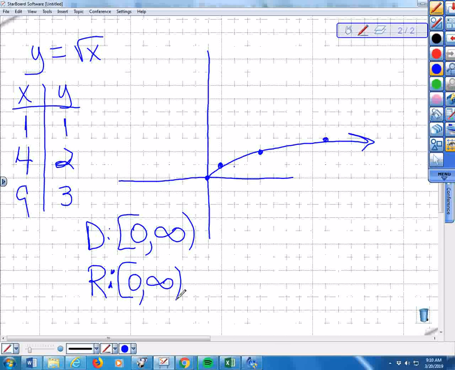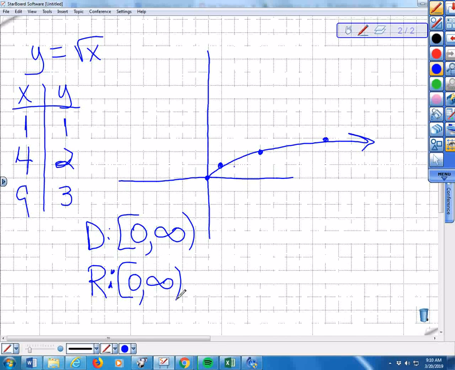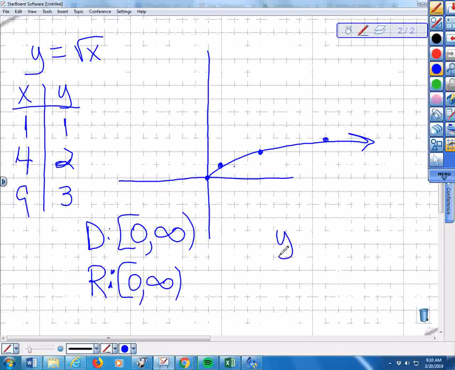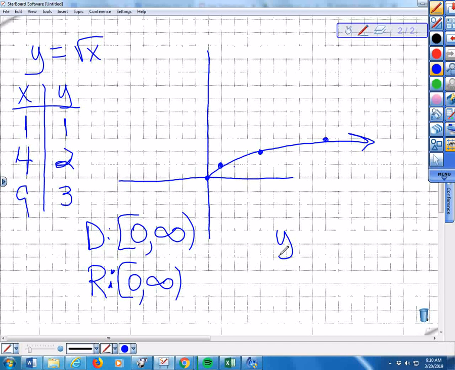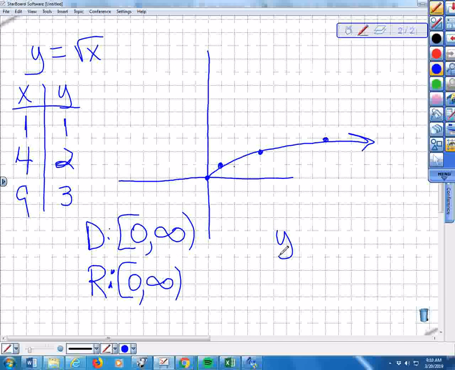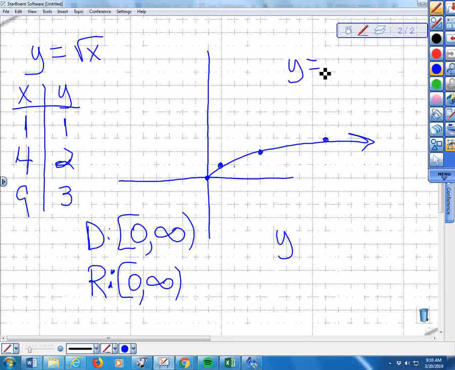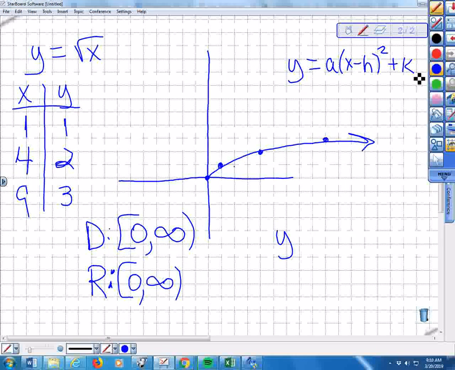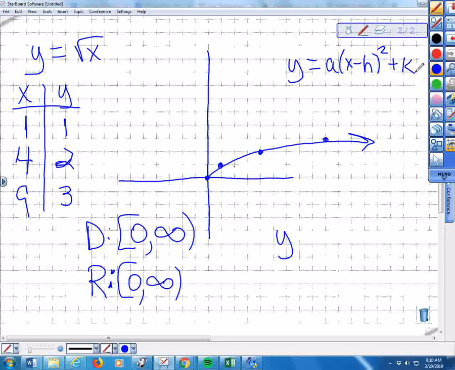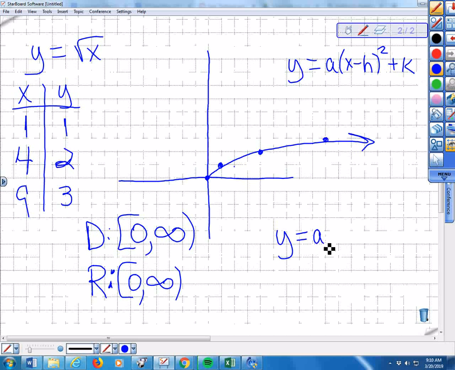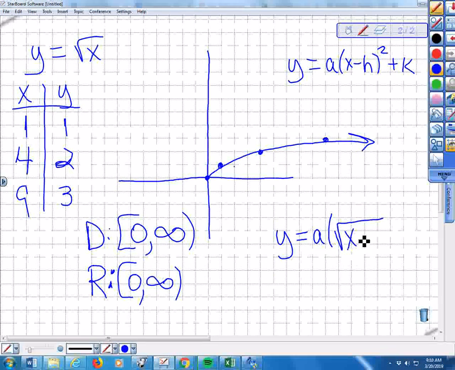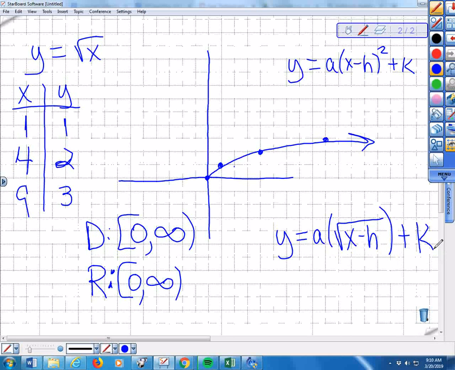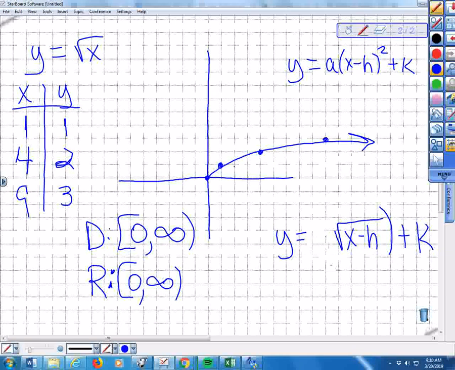Now I'm going to show you this. We call this the parent function, the most basic function. The general form, just like the general form of a parabola was that, the general form of this is that. I really don't need the parentheses even.